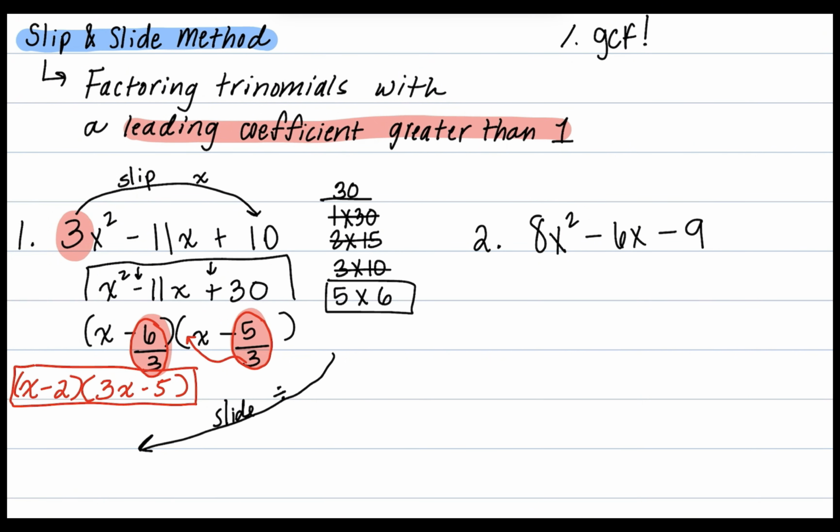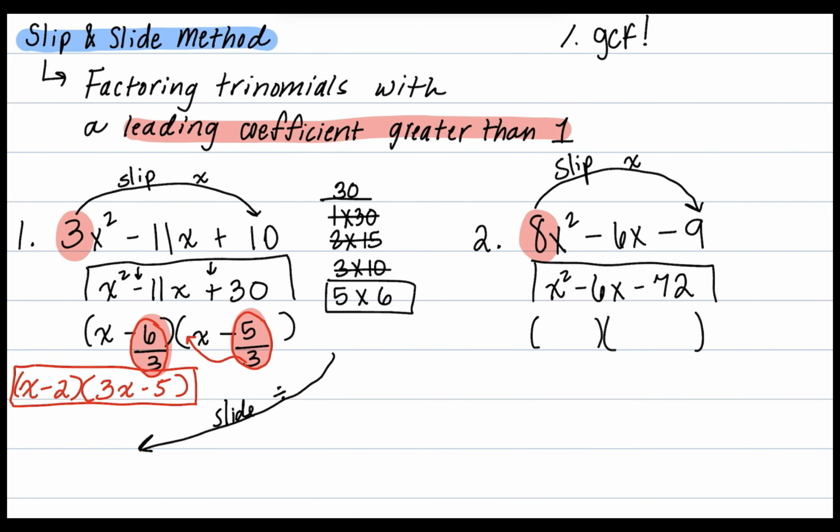Let's do the same thing for the example over here on the right, number 2. I'm still going to check for my GCF first, but it looks like the GCF is 1. There's not really anything that I can take out of or factor in this trinomial. So because I have a leading coefficient that's greater than 1, I'm going to use slip and slide method. I'm going to slip that 8 into the 9, the constant at the end, and slip means to multiply. So I'll rewrite it as x squared minus 6x minus 72. And again, there's my basic trinomial, something that you really start off learning how to factor.